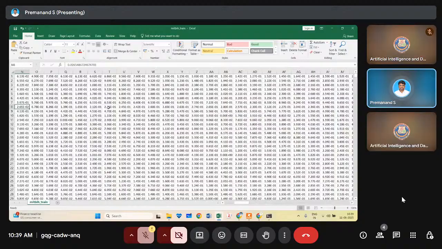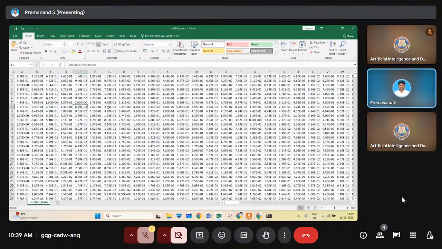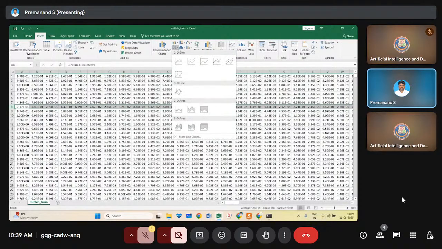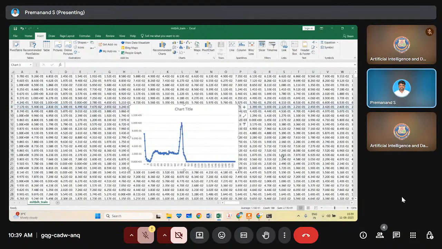Okay, so what is this signal? Any idea? What is this data about? What is that particular signal? The value is correct, the signal is correct. What kind of signal? What is this?